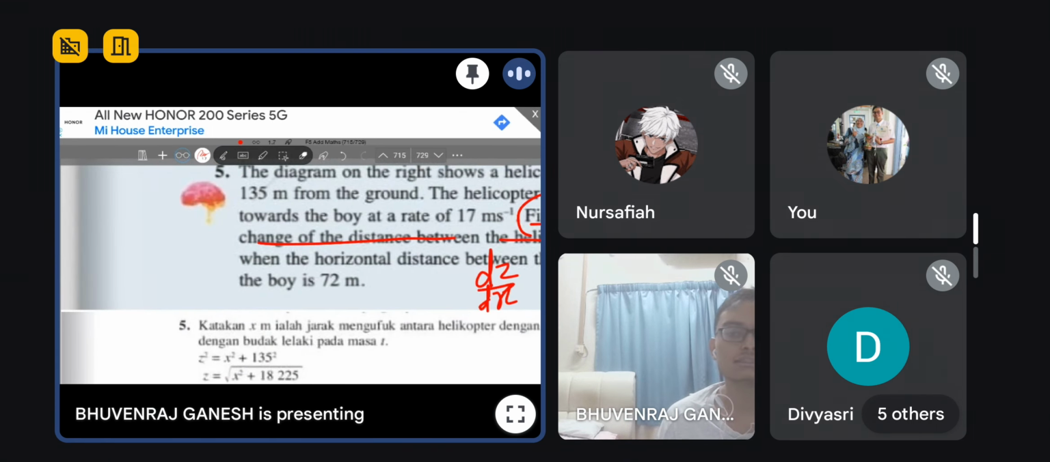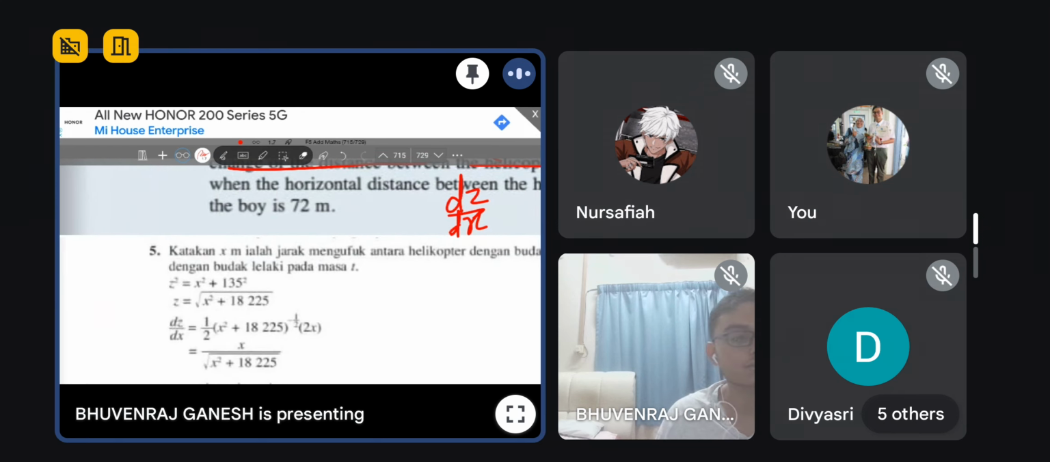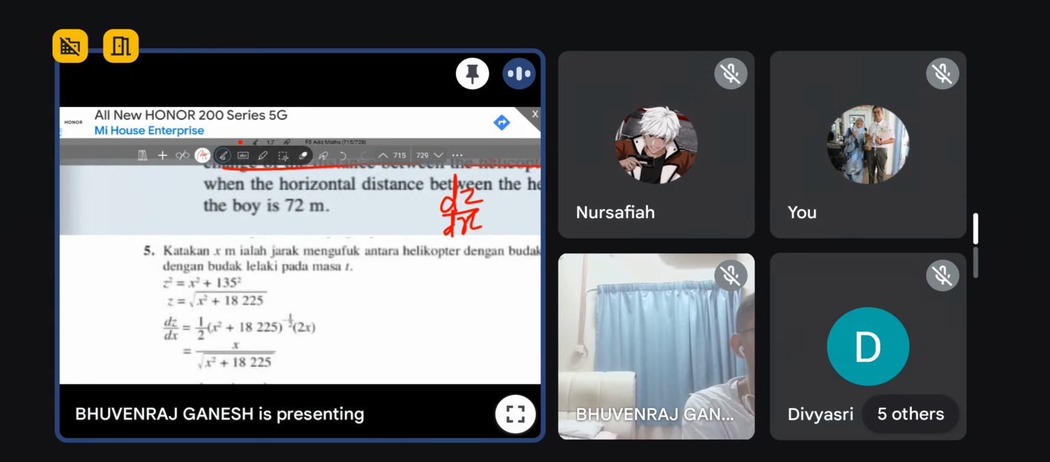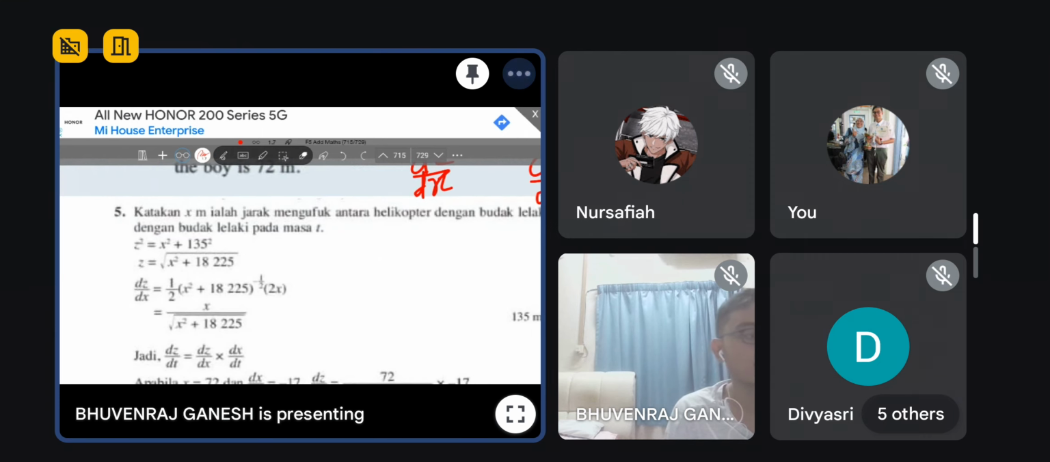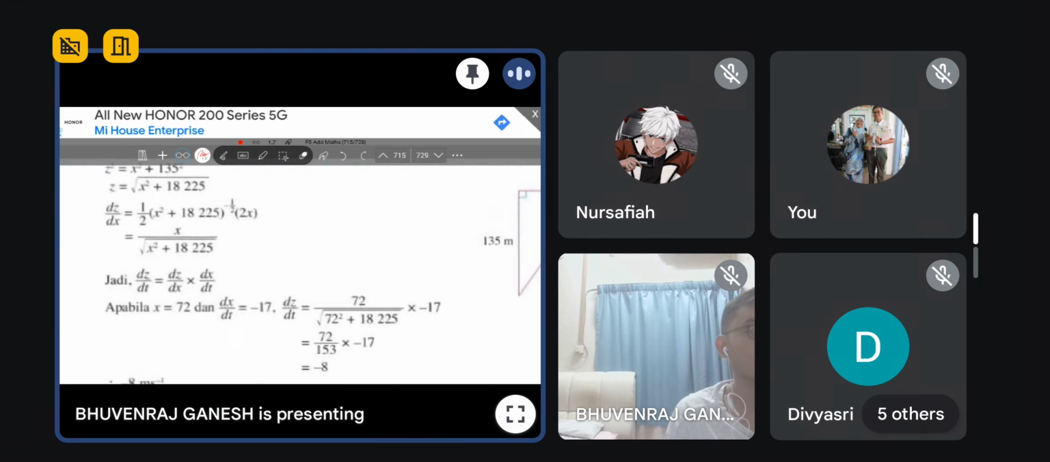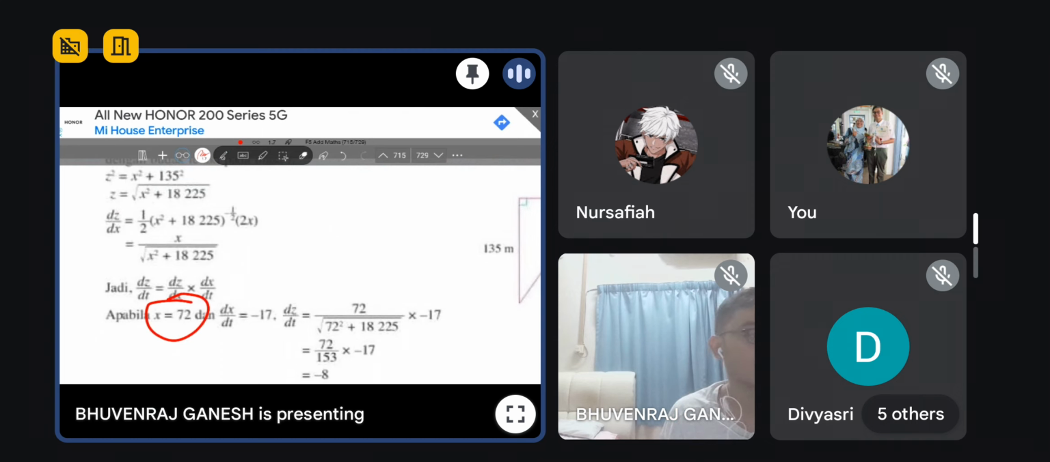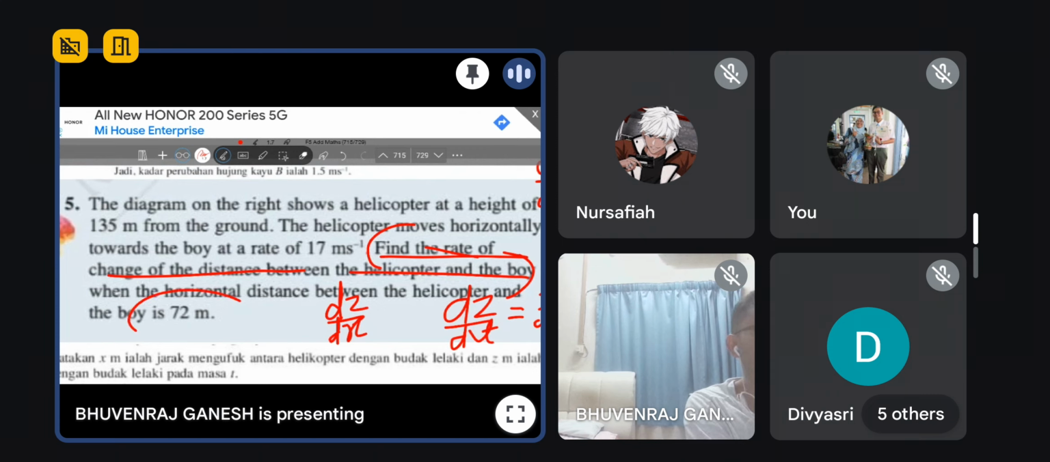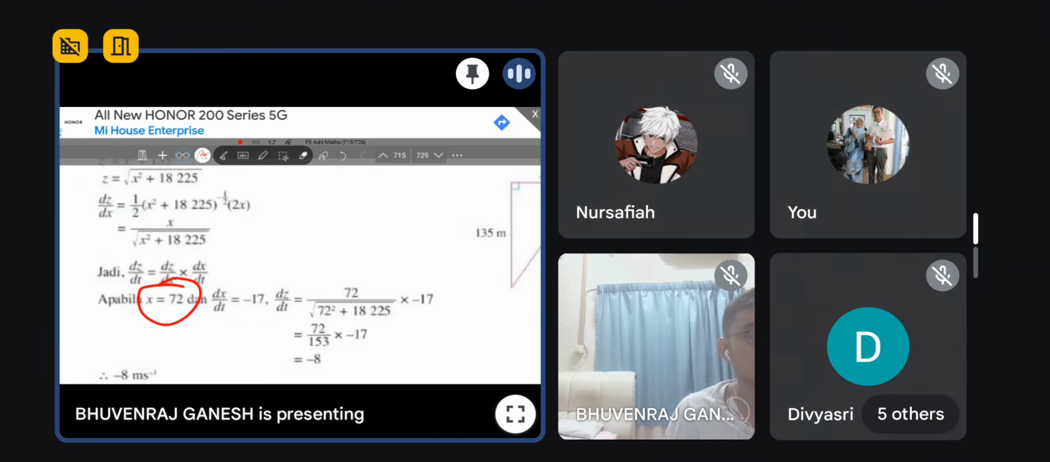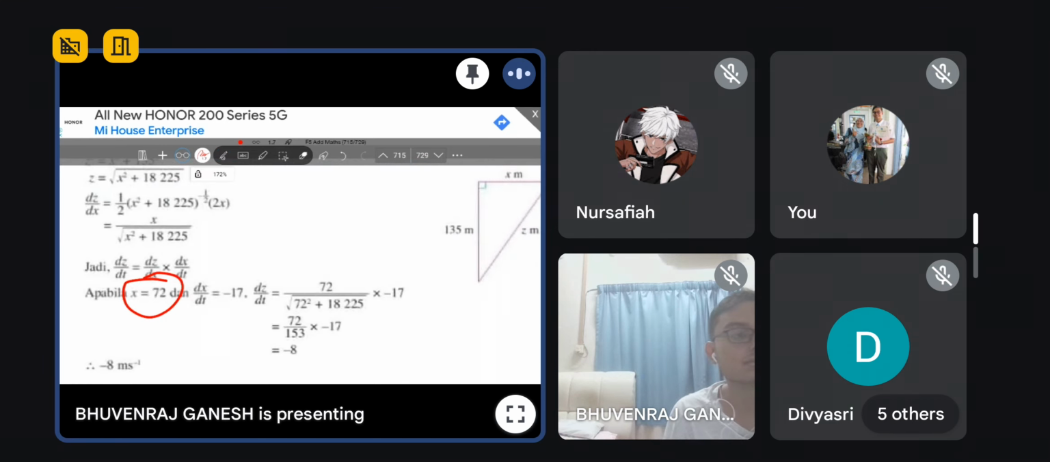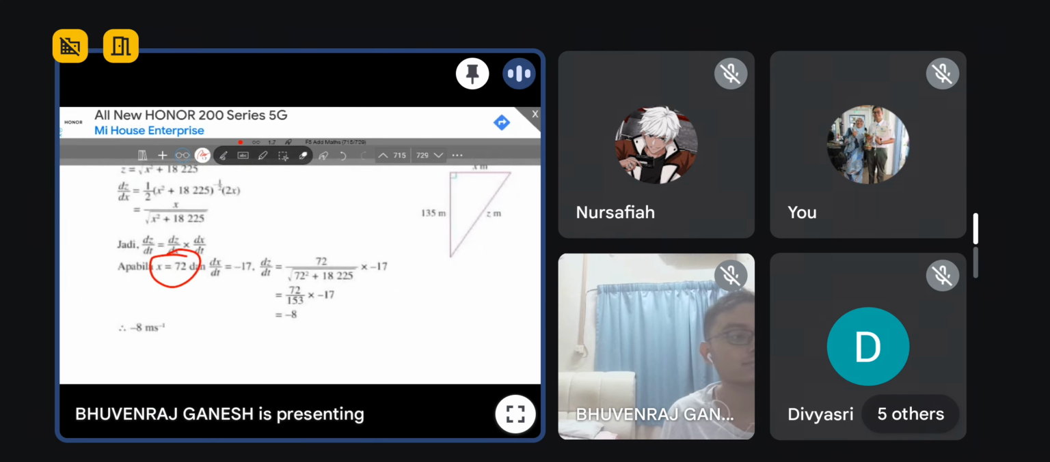Okay, so theorem Pythagoras like this. Differentiate, you bezakan. Make sure again differentiate the content. Jangan lupa yang ni. And then you apply chain rule, petua rantai. So you will get something like this. So your x is 72. Nilai x adalah 72 because they tell you over here horizontal distance, jarak mengufuk kita sekarang adalah 72. Okay, so you just substitute, then you will get the answer, -8 meter per second.